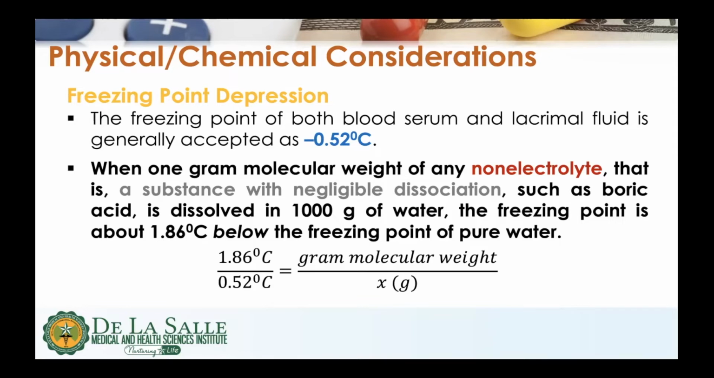When 1 gram molecular weight of any non-electrolyte is dissolved in 1000 grams of water, the freezing point of the solution is about 1.86 degrees Celsius below the freezing point of pure water, which is 0 degrees Celsius. That is, a molar concentration of any non-electrolyte in water would have a freezing point of negative 1.86 degrees Celsius. By simple proportion, we can calculate the weight of any non-electrolyte that should be dissolved in each 1000 grams of water if the solution is to be made isotonic, to be able to see how we will be able to use this proportion to solve some problems.